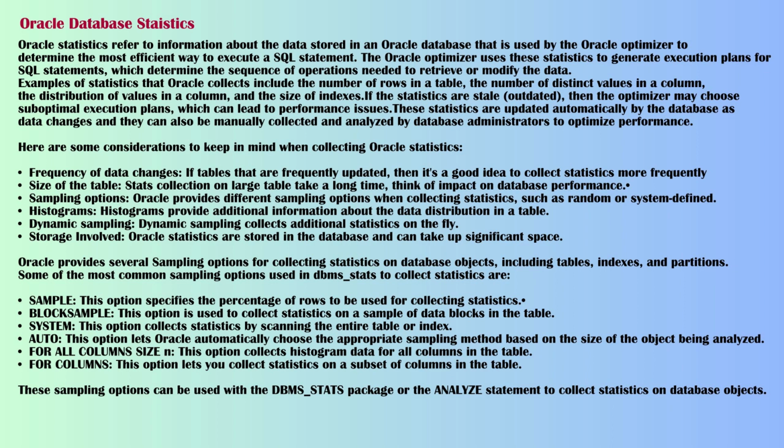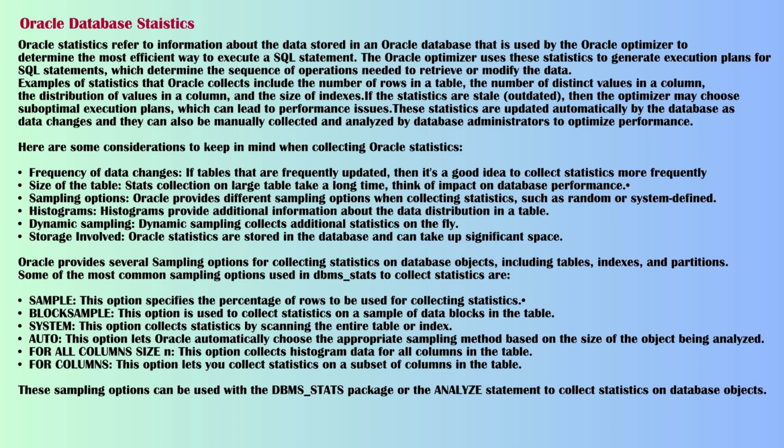Use of dynamic sampling. Dynamic sampling is a feature in Oracle that allows the optimizer to collect additional statistics on the fly when executing a SQL statement. This can be useful when the optimizer does not have sufficient statistics to make an informed decision, but it can also impact query performance. Storage considerations. Oracle statistics are stored in the database and can take up significant space. It's important to consider the storage requirements for statistics and ensure that there is sufficient space available.